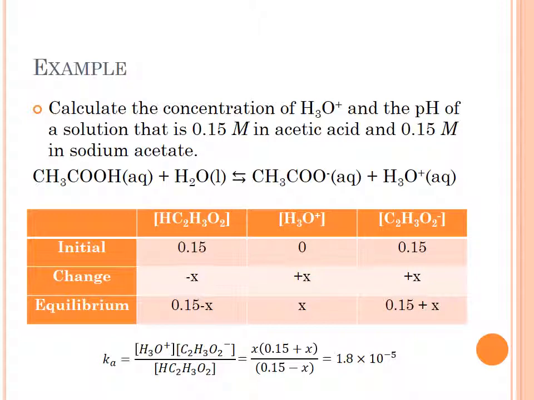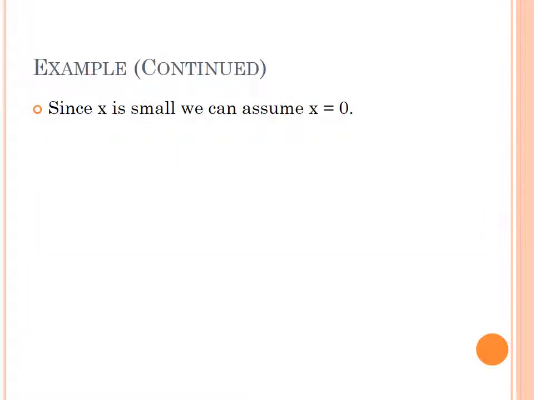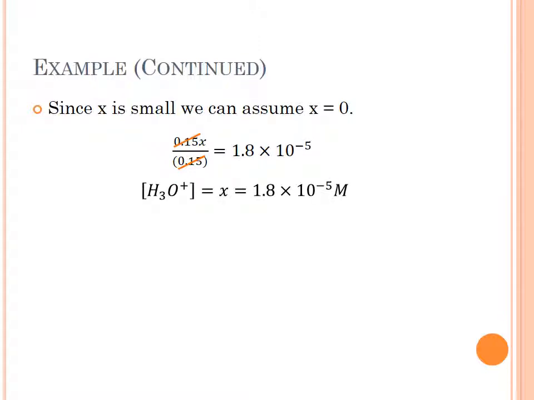Now we can make the same approximation we made in the last problem, but even more so because the acetate suppresses that ionization. So we're going to essentially assume the plus X's and minus X's go away, because we're going to assume the X is small, so we're just going to assume 0.15 X divided by 0.15 is 1.8 times 10 to the negative fifth. The 0.15s are going to cancel, and you're going to get 1.8 times 10 to the negative fifth for the concentration of the hydronium ion.